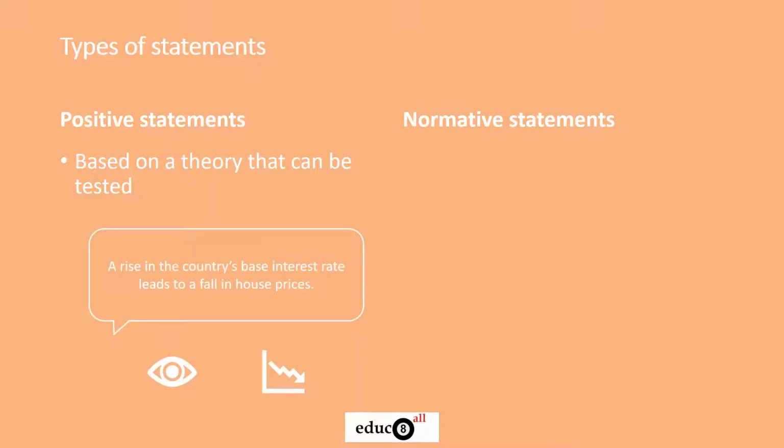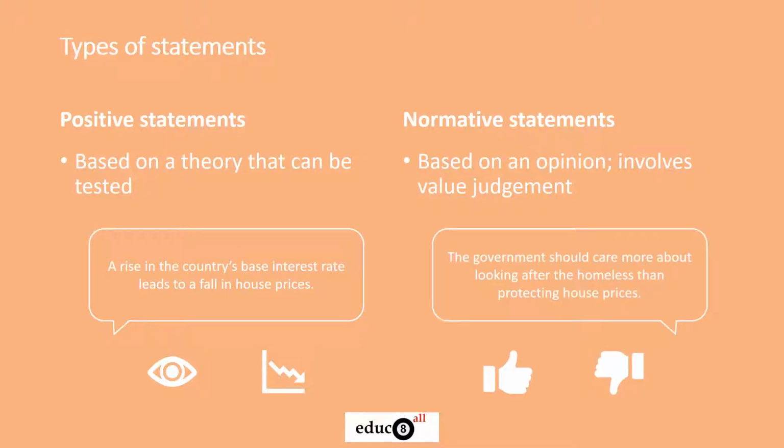An example would be the statement that a rise in the country's base interest rate leads to a fall in house prices. You can test this by looking at data on the prices of comparable sold houses before and after an increase in the interest rate. What about normative statements? Normative statements are based on opinions and therefore contain a value judgment or a preference for one thing over another. An example would be the statement that the government should care more about looking after the homeless than protecting house prices. One can choose to agree or disagree with that value judgment, but it would be difficult to prove or disprove such an idea with facts.